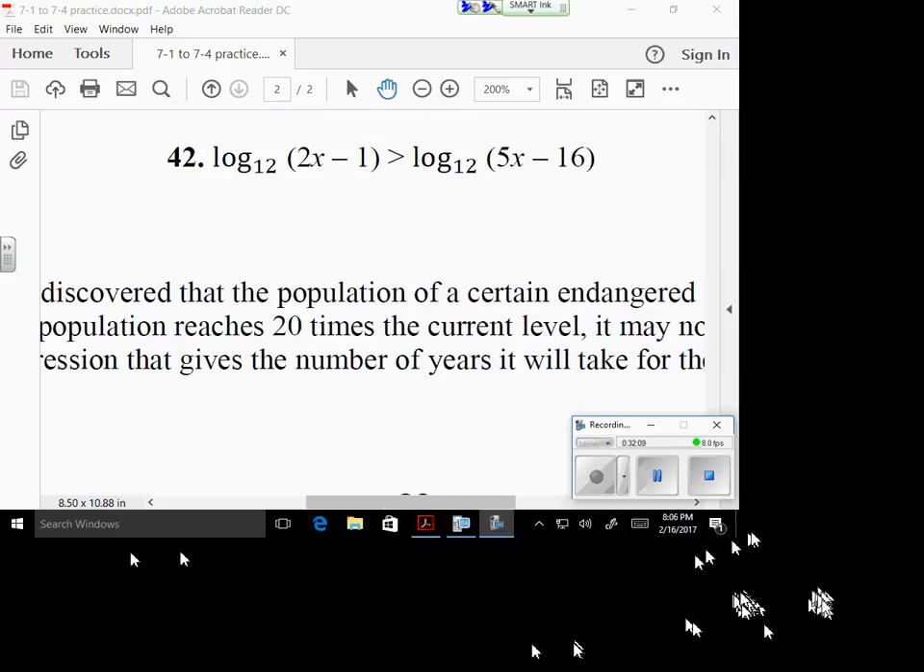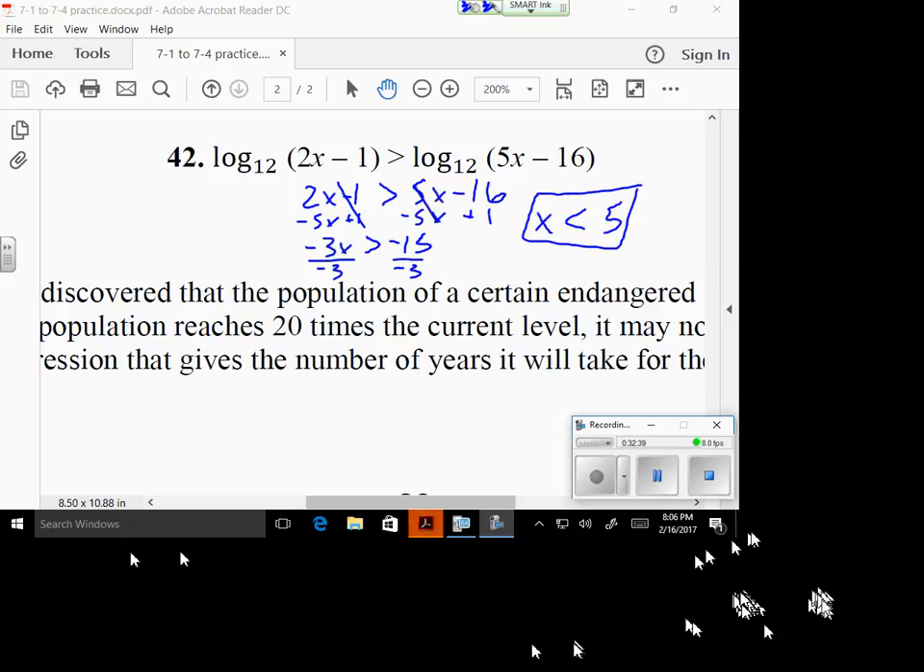Here we have a double log. Lose the logs. Subtract the 5x. Add the 1. Get negative 3x greater than negative 15. Divide by negative 3. X, we got to reverse the inequality. Less than 5.